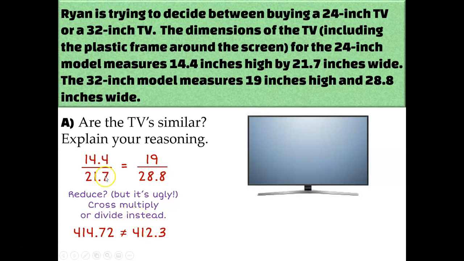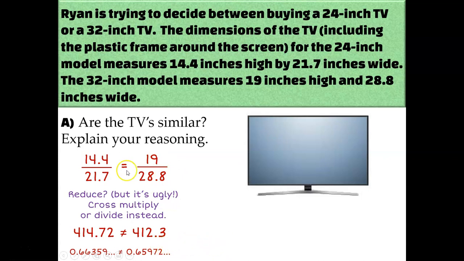You could also prove that by just dividing each of these fractions into a decimal instead. 14.4 divided by 21.7 is 0.66359 and so on. It's a really ugly decimal. And if I do 19 divided by 28.8, I get 0.65972 and so on.